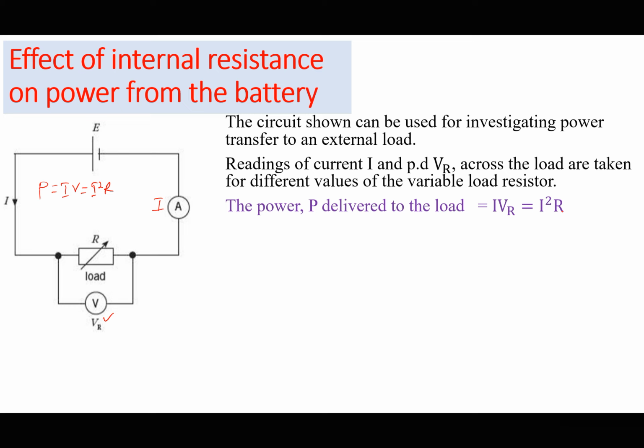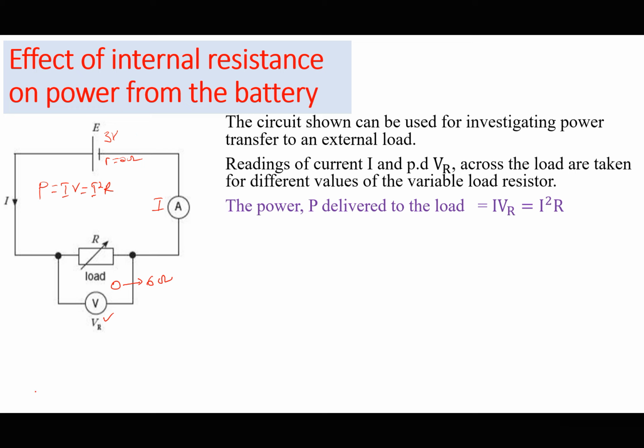Now I'm going to assume that the EMF of the power supply is, let's say, 3 volts. And I'm going to assume that the internal resistance of the power supply is 2 ohms, even though 2 ohms is very big. So I'm going to vary the resistance of the load from 0 to 6 ohms because this is a variable resistor. I'm trying to investigate the effect of internal resistance on the power from the battery.